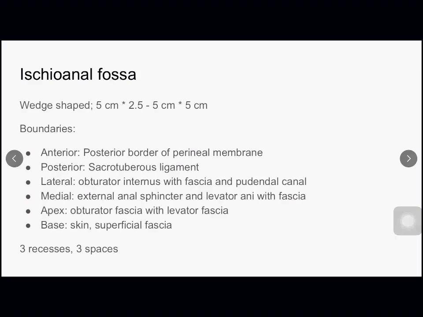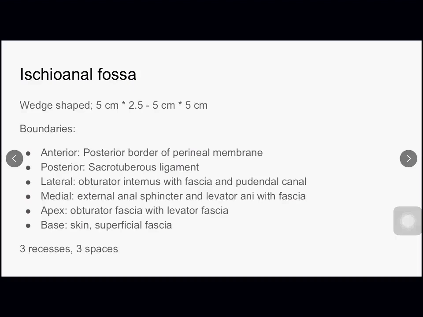Then the second part I am going to tell is about the ischiorectal fossa, or ischioanal fossa. It is a wedge-shaped fossa which is fully filled with fat. Why does it have so much fat? To support the distension of the rectum during defecation. You have a fully fat-filled cavity. So this is your ischioanal fossa.